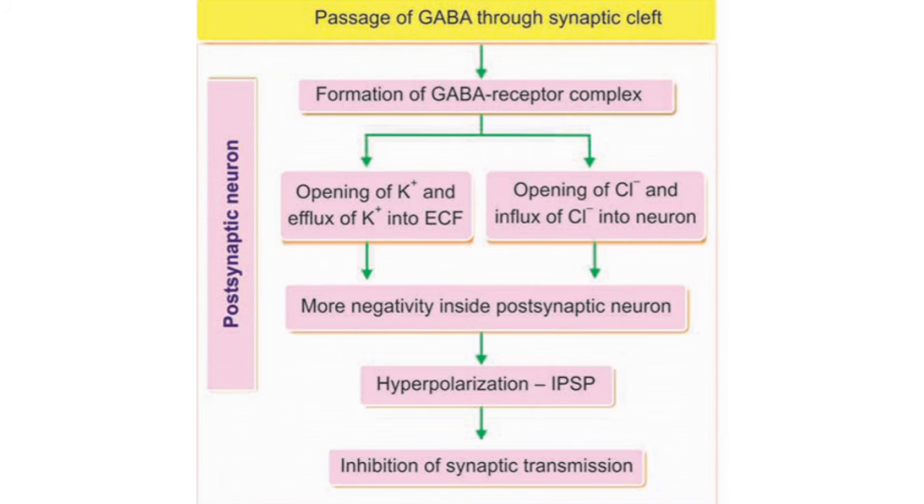Now the GABA binds to the receptors in the postsynaptic membrane, which makes potassium and chloride channels open. There's efflux of potassium ions and there's influx of chloride ions in the postsynaptic neuron. Therefore, there's more negativity inside the postsynaptic neuron. This leads to hyperpolarization due to inhibitory postsynaptic potential. Finally, inhibition of synaptic transmission.